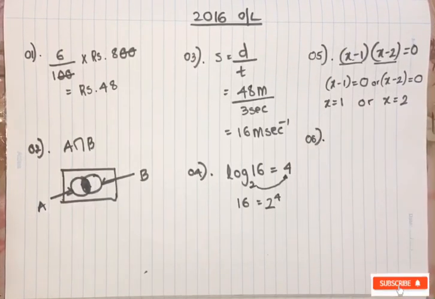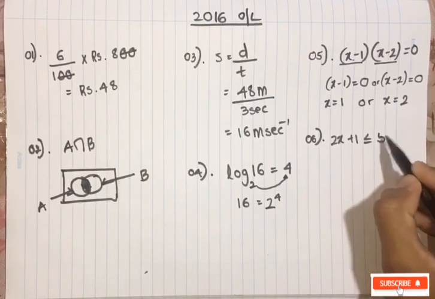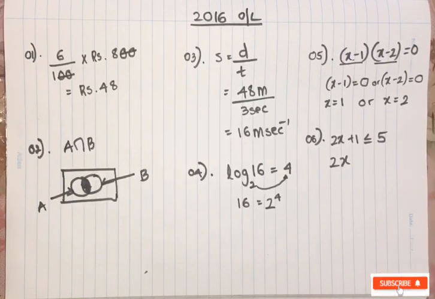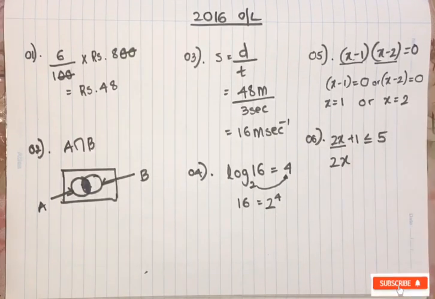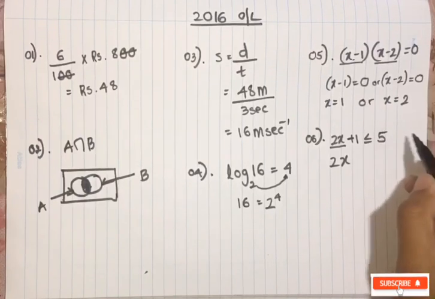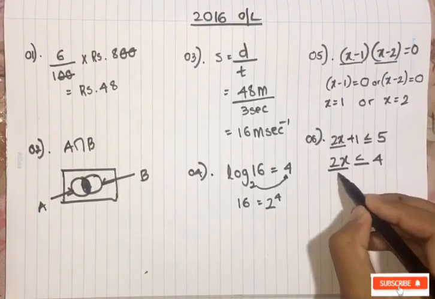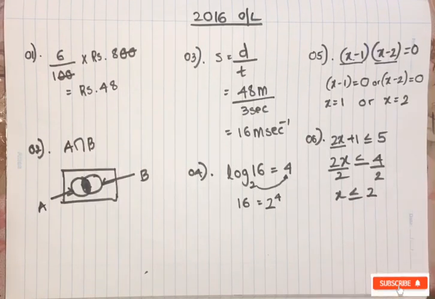Sixth question, write all the positive integers that satisfy the inequality 2x plus 1 is less than or equal to 5. Now you need to find the values of x. Therefore let us leave this part and move the plus 1 to the other side. It is actually not moving, you put a minus 1 to both sides. I simply call it moving the plus 1 to the other side. So you have 5 minus 1 is equal to 4. Now you have to divide both sides by 2. Finally you have x is less than or equal to 4 divided by 2, which is 2.